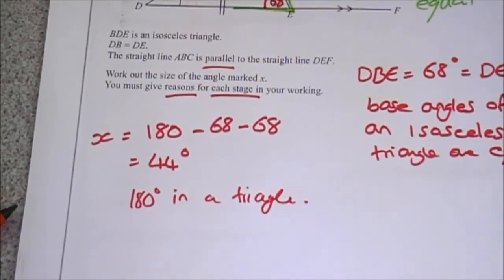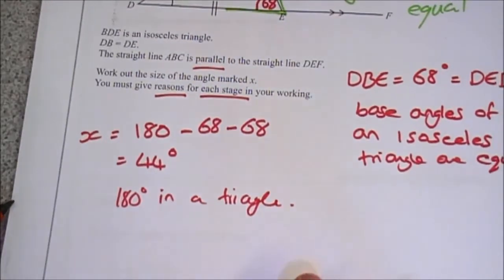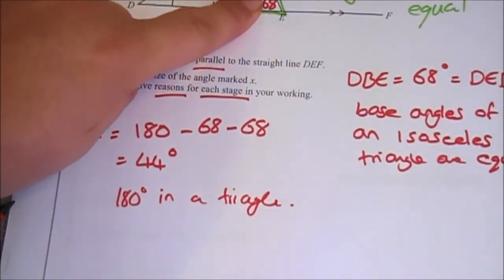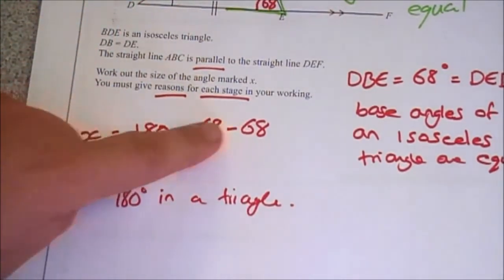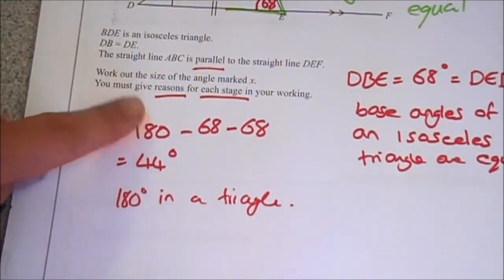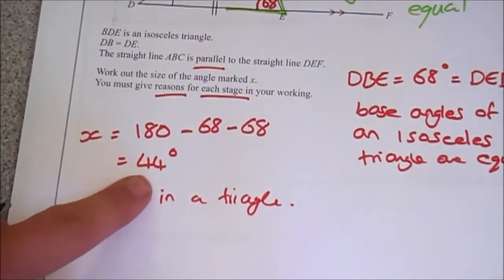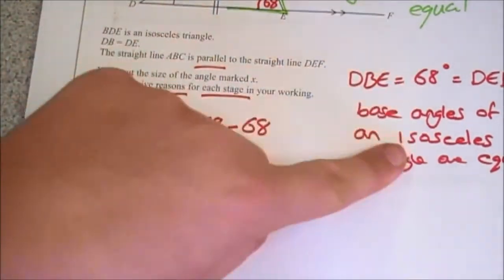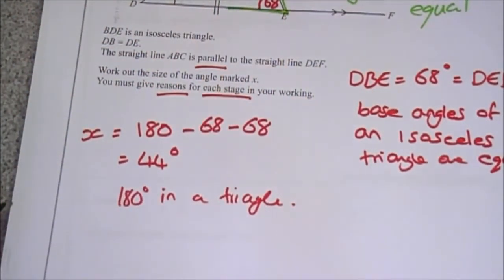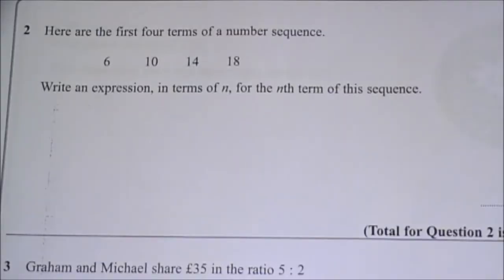And that's a 4-mark question. You get 1 mark for the 68 degrees seen. You get 1 mark for showing this part, the 180 part. You get an answer mark for showing the 44. And then you get the final communication mark for all of your reasons. So that's 4 marks.